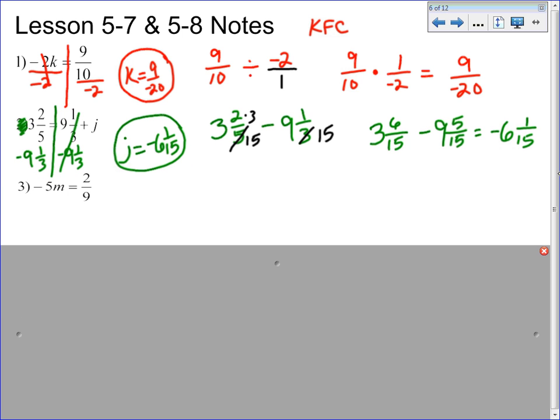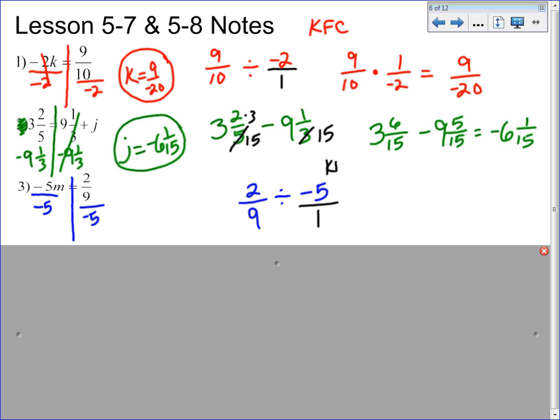Our next problem, again, we're going to split it into two equal sides. It's negative 5 times m. We want m to be by itself, so we've got to get rid of the negative 5. So we're going to divide both sides by negative 5. We're going to come over here. We're going to have 2/9 divided by negative 5. We put the negative 5 over 1.